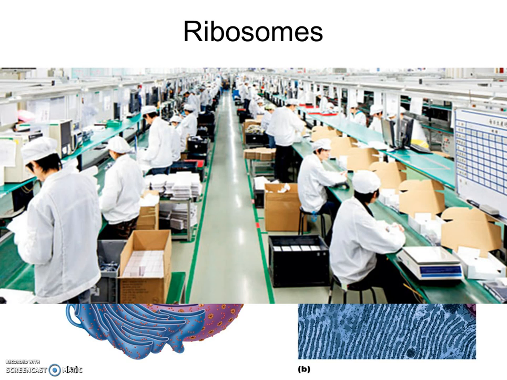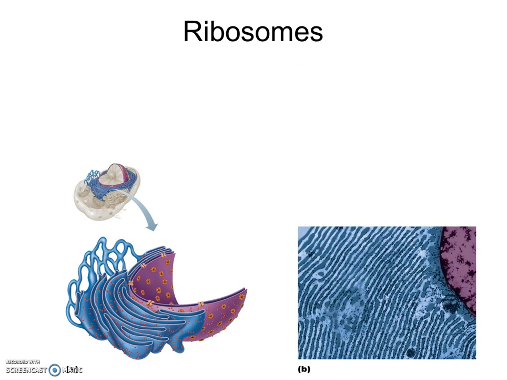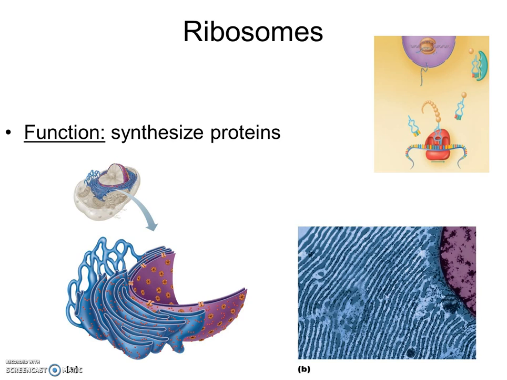Now, the reason why I chose this picture to describe ribosomes is this is a factory. A factory makes products. Right? In this case, the product is an iPhone. Ribosomes in your cells are factories, and the products they make are protein. So ribosomes, think of it as a factory to make protein. So their job is to synthesize or to make protein. And how they do that is based on the instructions from DNA and mRNA.